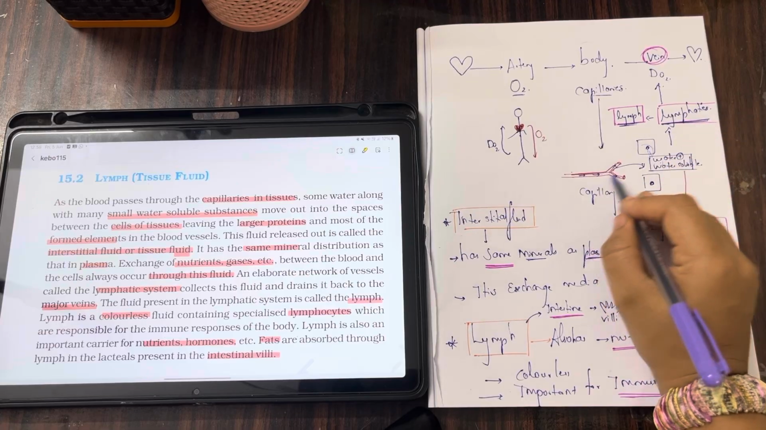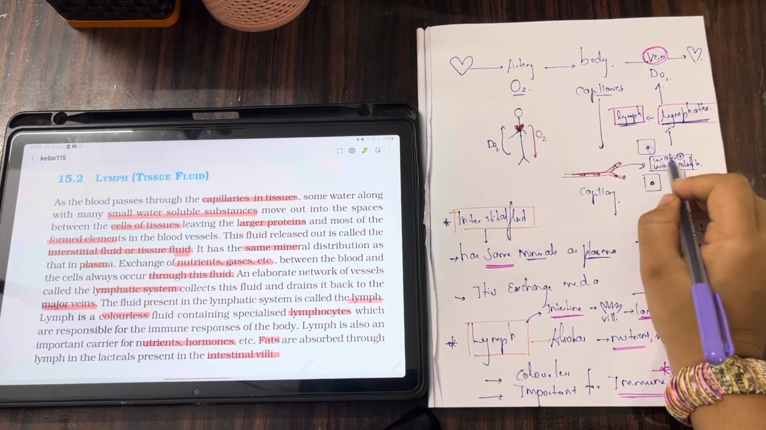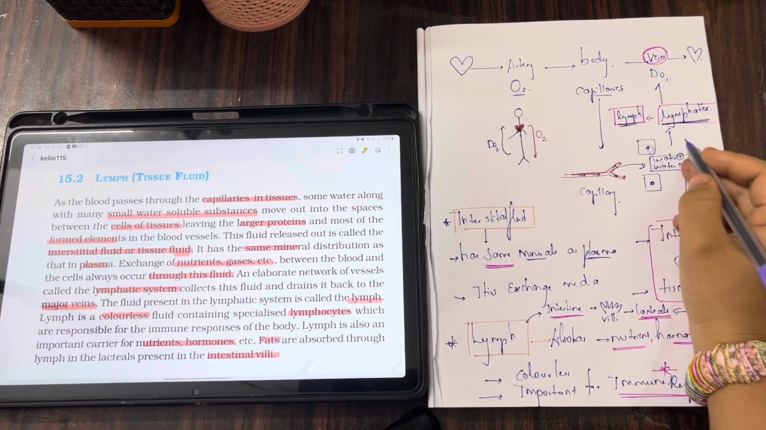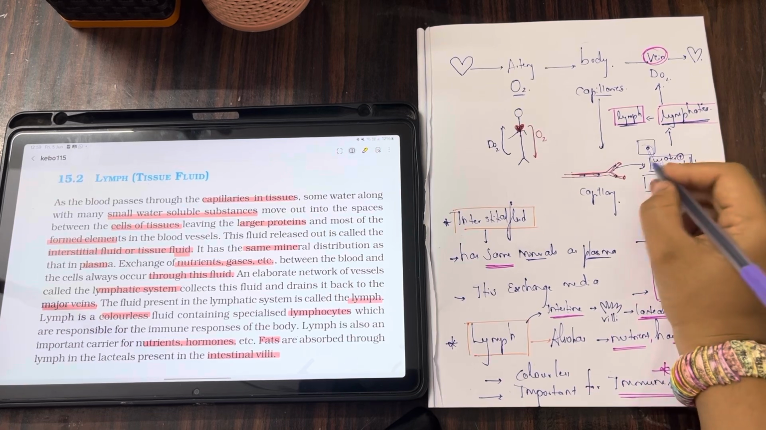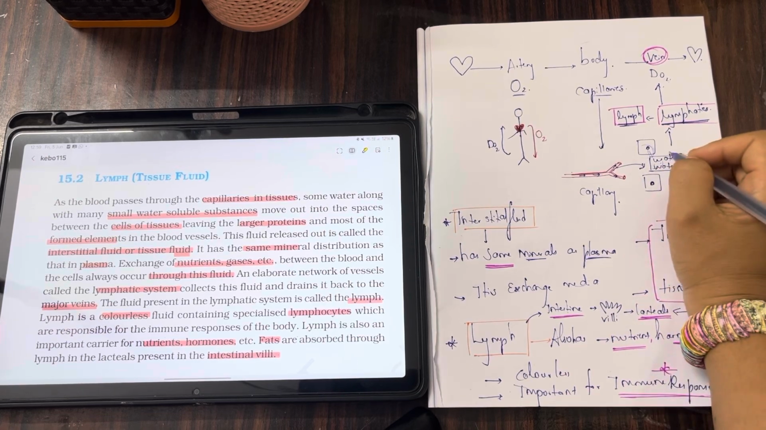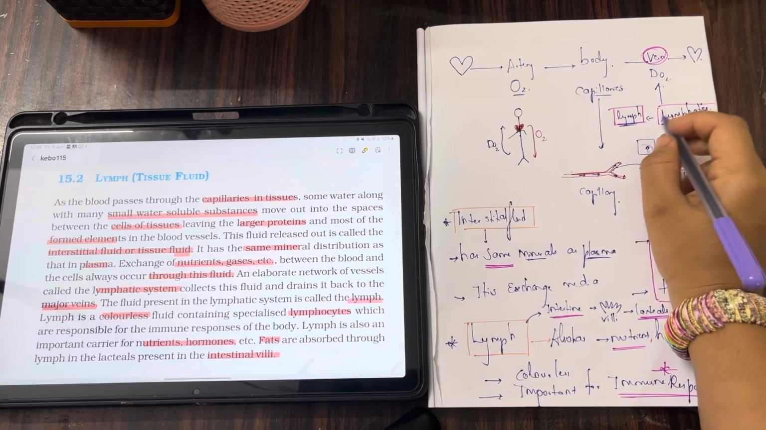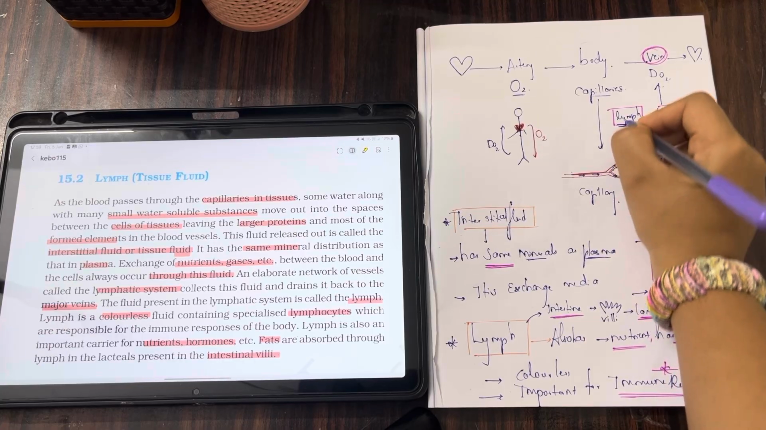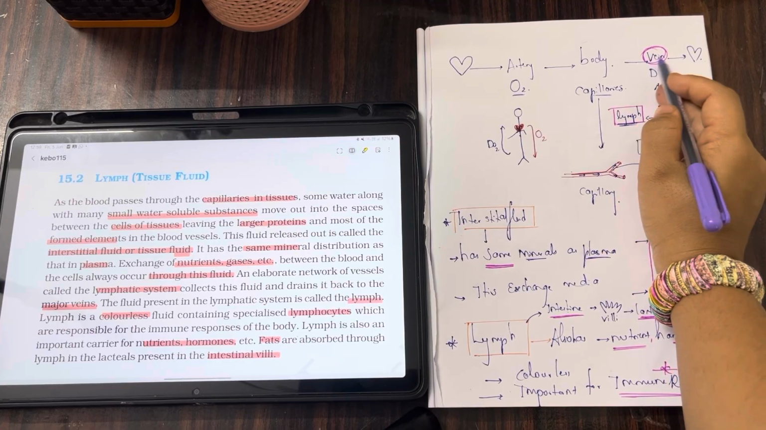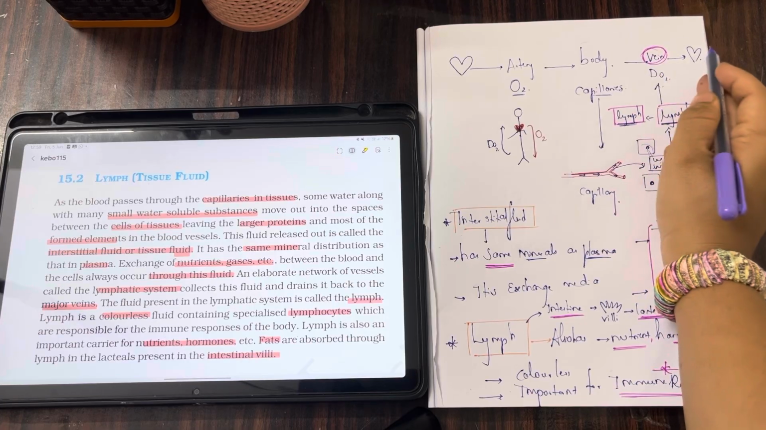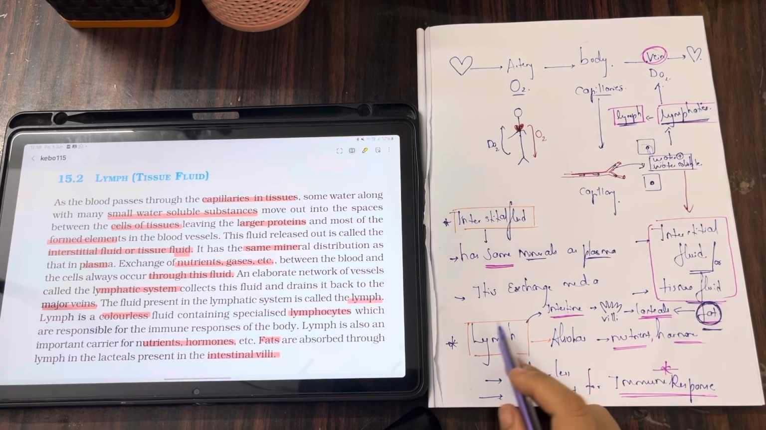So how will this fluid be eliminated or transferred? From this space, it will enter the lymphatics. Once it enters lymphatics, it is called lymph. Later it is carried into major veins and transported to the heart again. So what is this lymph?